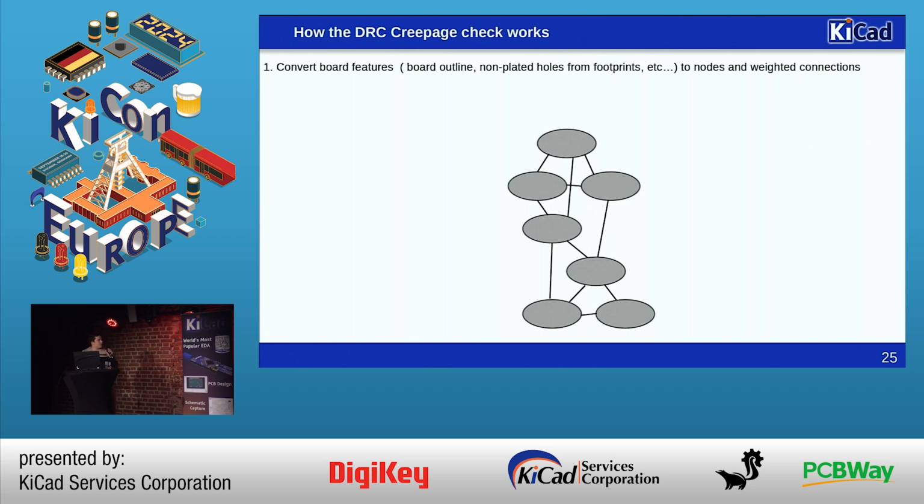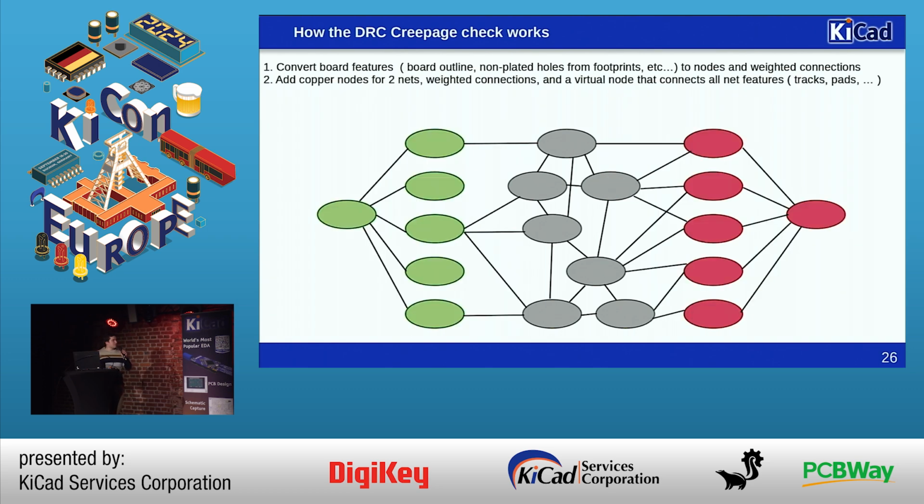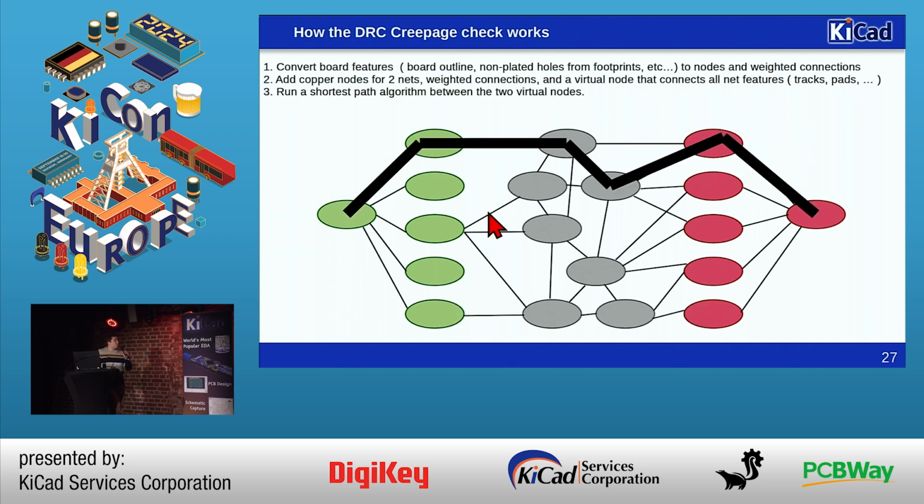And so we do this for the entire board, and then we plug in the net class. So if we want to test net A against net B, we have a virtual node to hold B and A and all the elements of the net. And then we simply run a shortest path algorithm, and this will be our creepage.